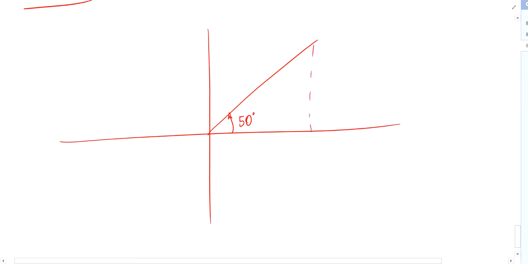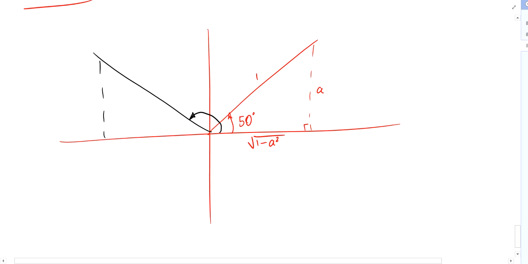Then drop a dotted line down. And we've got the sides 1, a, and square root 1 minus a squared. Okay? So what does it look like in the second quadrant? Remember, they must all be symmetrical. In the second quadrant, dotted line down.